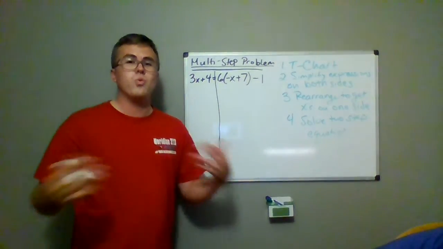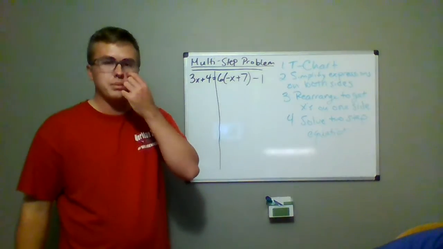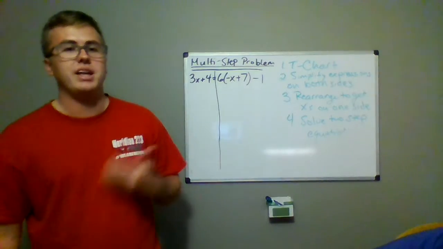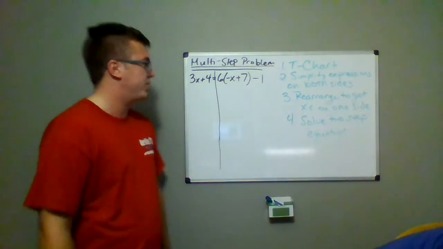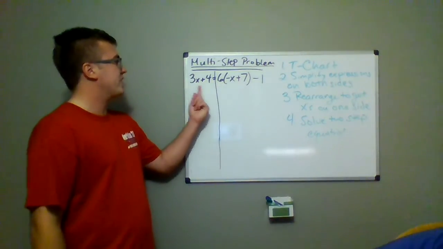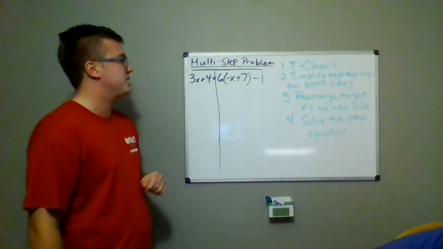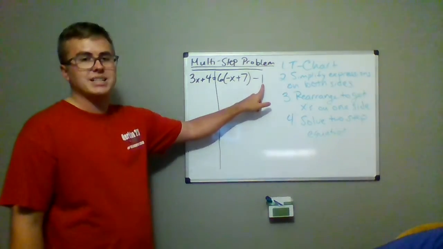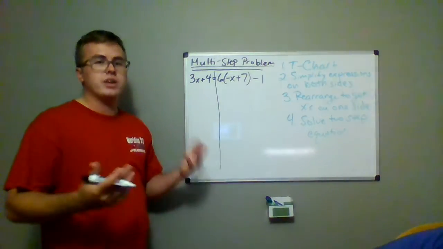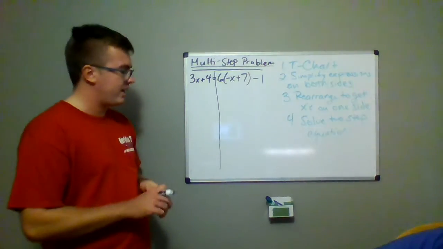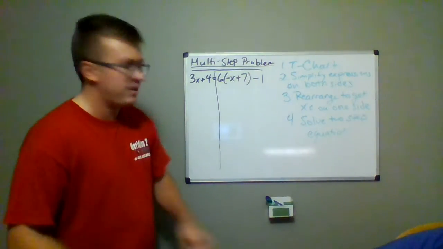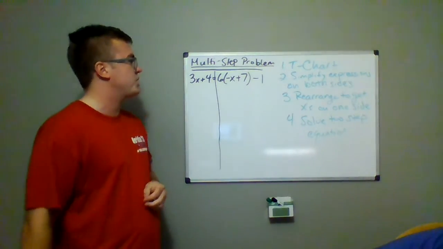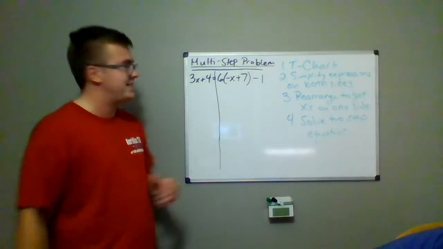All right, going to go through one more, kind of more difficult problem just so we're all on the same page here, so that you have another example in your notes for when you're practicing on your own. So we've got 3x plus 4 equals 6 times the quantity of negative x plus 7, all subtracted by 1. So I already went through and put my t-chart in, so that it was a little bit clearer to see. Second step, I'm going to simplify the expression on both sides of my t-chart.